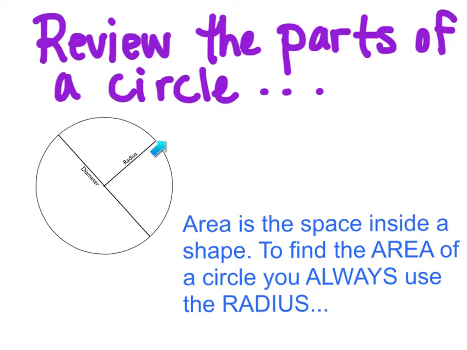Today, when we're calculating the area of a circle, we're always going to be using the radius. So today, we are only using the distance halfway across the circle. That is going to be very important to calculating the area.